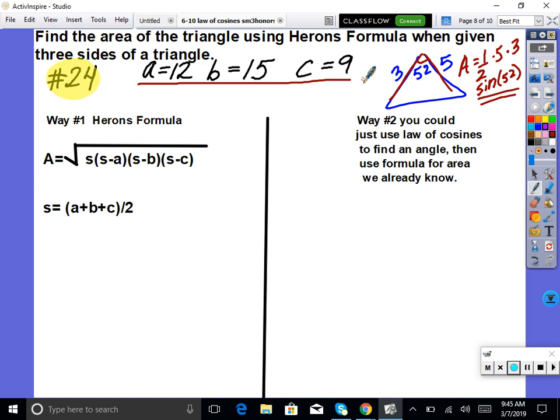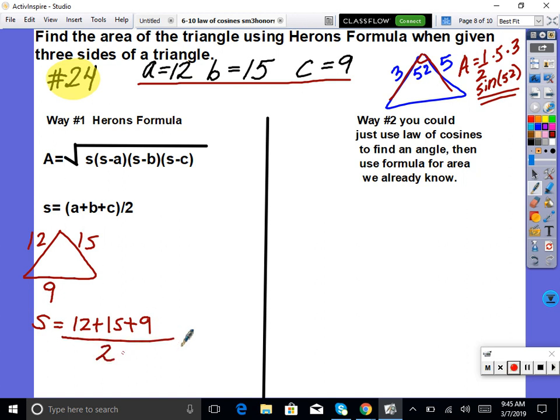Alright, so this formula is the square root of s times s minus a times s minus b times s minus c, where s is a plus b plus c divided by 2. So we have a triangle with a 12, a 15, and a 9. So to find the area, we would first find s. So s is equal to 12 plus 15 plus 9, and that's all over 2, which comes out to be 18.